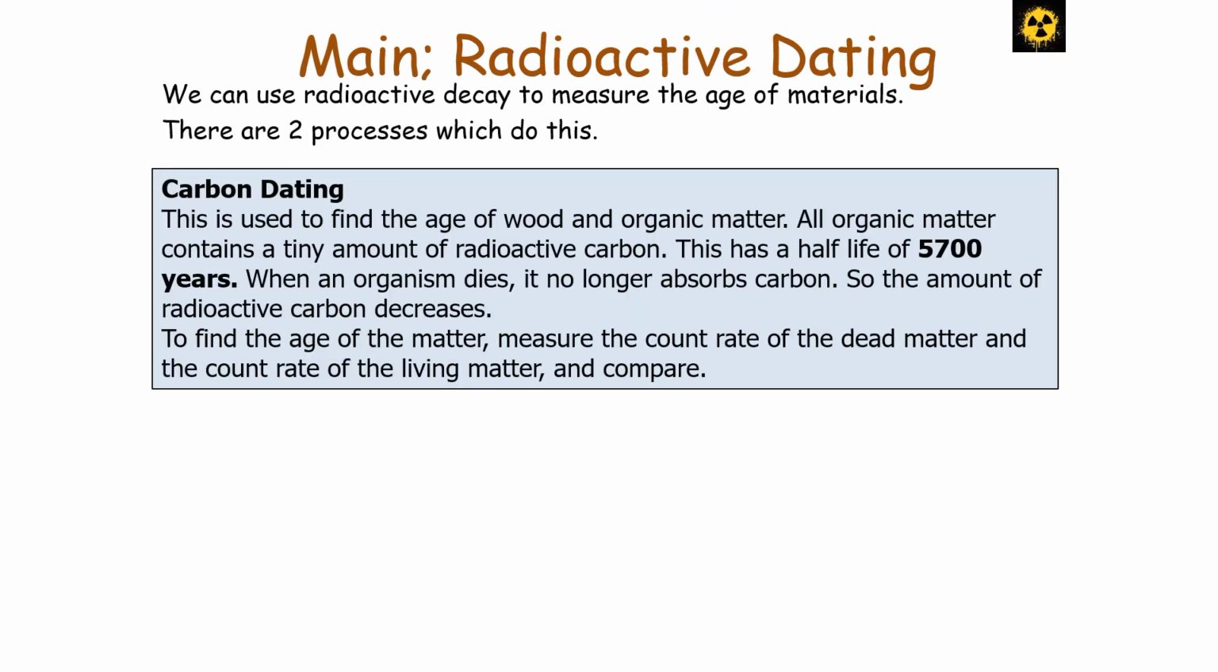So we can use radioactive decay to measure the age of materials. So you've got carbon dating, which is used to find the age of wood in organic matter. Now all organic matter contains a tiny amount of radioactive carbon, which has a half-life of about 5,700 years. Now when an organism dies, it no longer absorbs carbon, so the amount of radioactive carbon decreases. Now to find the age of matter, you measure the count rate of the dead matter and the count rate of the living matter and compare.